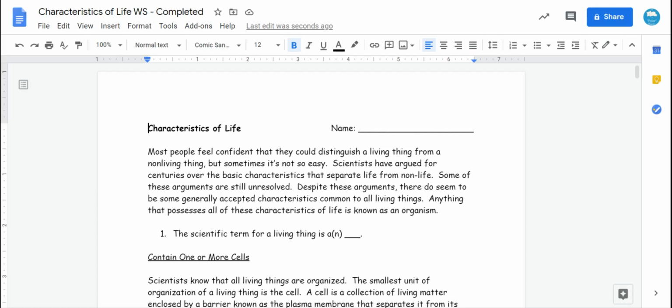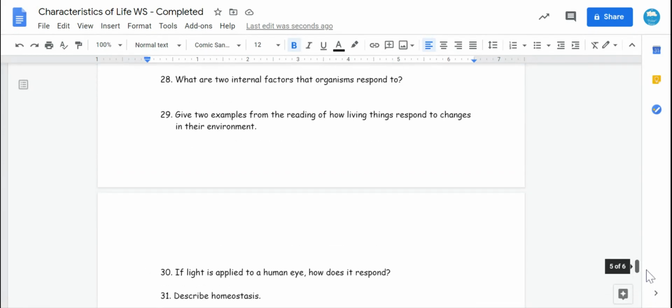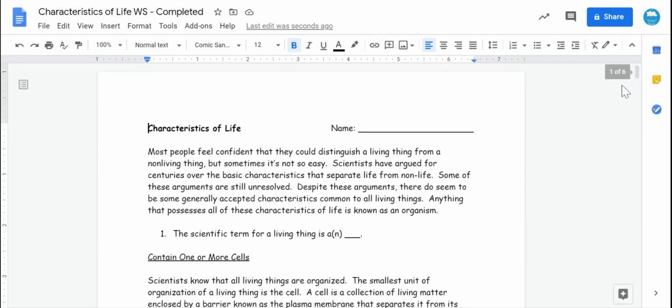Okay, let's look at this characteristics of life worksheet. It is 6 pages long, just at the beginning. It's got 32 questions, I think. Yep. So I don't expect you to get this finished in 10 minutes. It may take you a couple of days, that's fine.